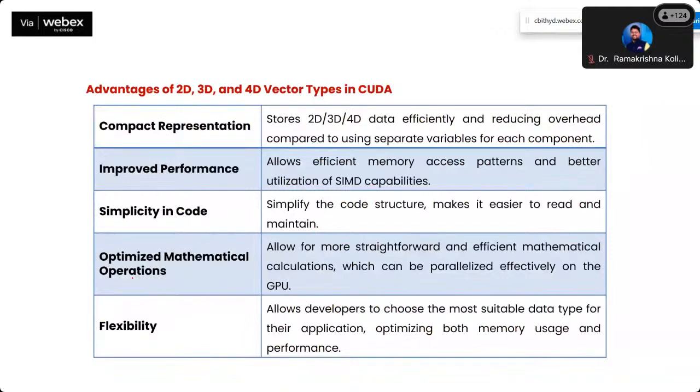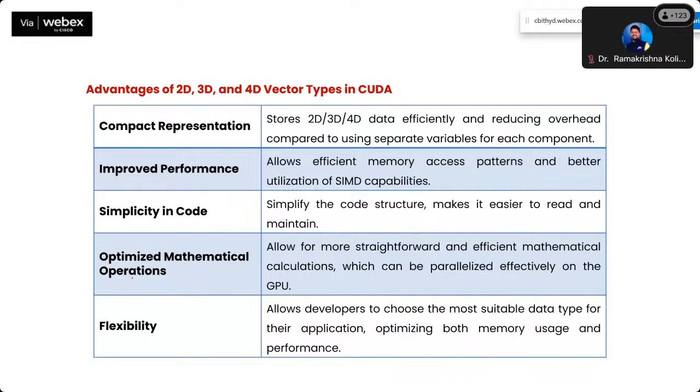So what kind of advantage are the 2D, 3D, and 4D vector types in CUDA going to give you? 1D is a scalar, so I'm not focusing on that. First, they give you a compact representation. Second, they improve performance because they allow an efficient memory access pattern and better utilization of SIMD capabilities. Third, simplicity in code: rather than writing complex code, they simplify the code structure and make the code base much easier to read and maintain.